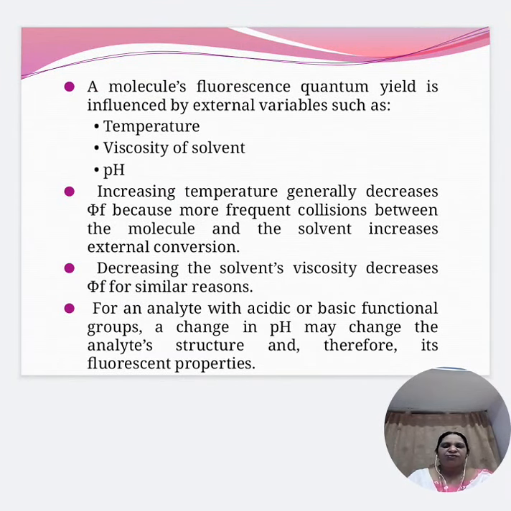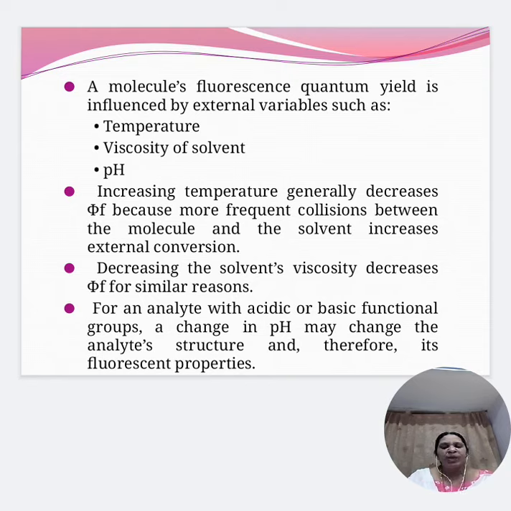A molecule's fluorescence quantum yield is influenced by external variables such as temperature, viscosity of the solvent, and pH. It depends on these three factors. Increasing the temperature generally decreases phi f, because more frequent collisions between the molecules and the solvent increase external conversion. So increasing temperature generally decreases the phi f.